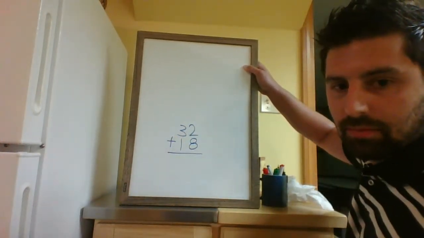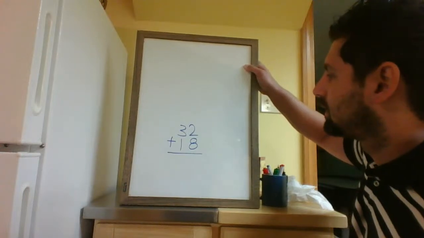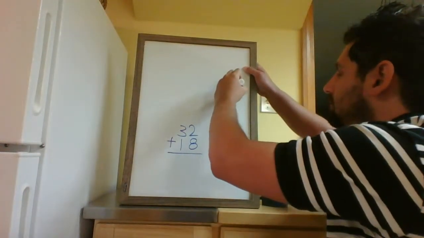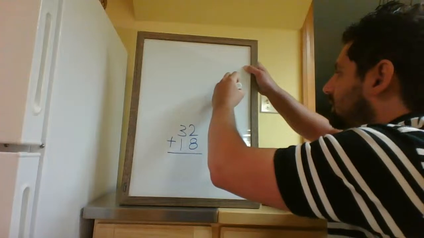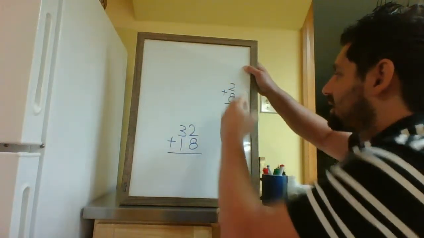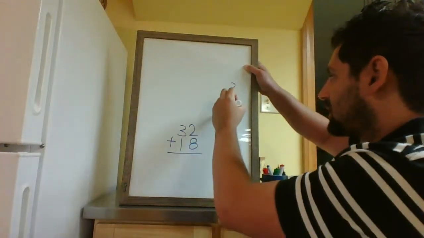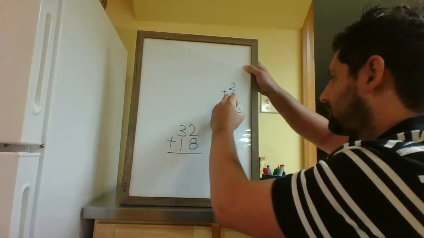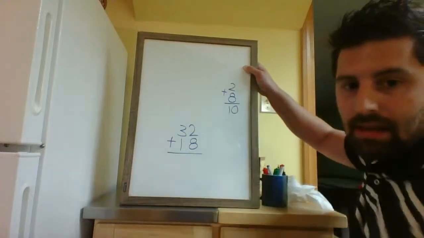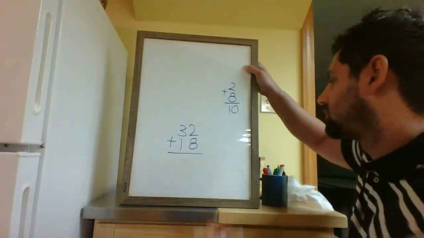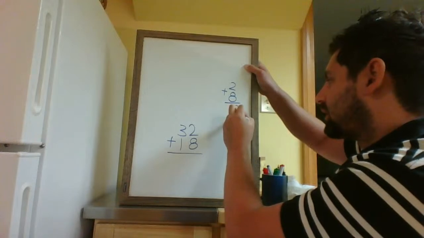All right, 32 plus 18. I'm alternating whether I give you a single digit visual or not. But we always start in the ones place. 2 plus 8 equals 10. So we have to regroup because we can only put 1 digit for each place value.